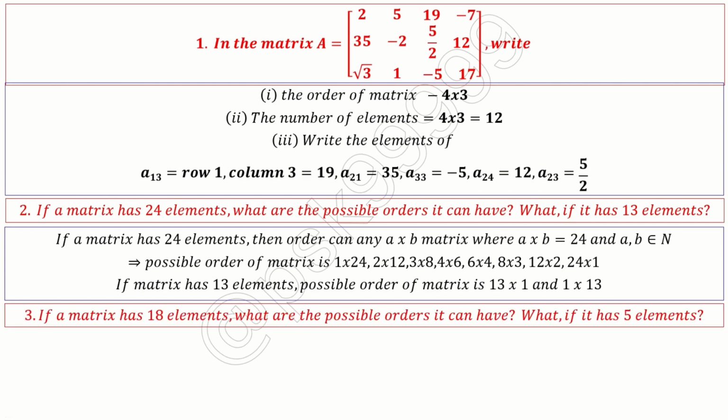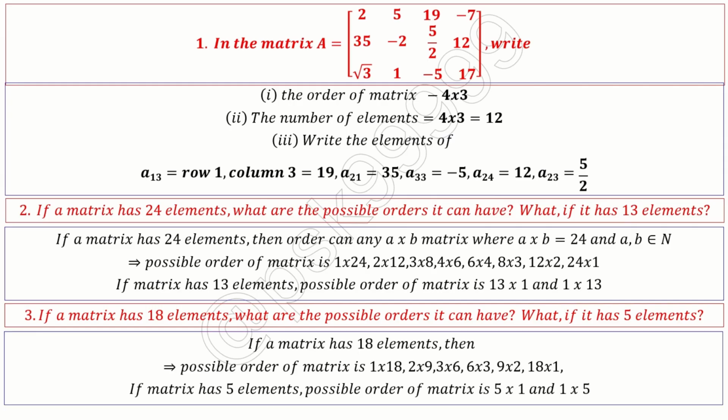Next. A matrix has 18 elements. What are the possible orders it can have? What if it has 5 elements? Same as above: one is a composite number, the other is a prime number. So you can do it yourself.